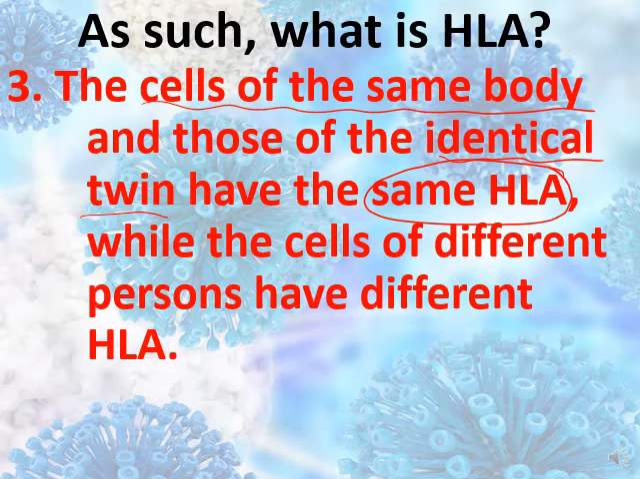So as a revision, what is HLA? It's a human leukocyte antigen. It's found on the surface of the nucleated cells. It's the biological identity marker. It's the marker, and it's specific for the biological identity marker that helps the immune system to distinguish the self from non-self. So if it's self, it should have the same HLA. If it's not self, it should have different HLA.